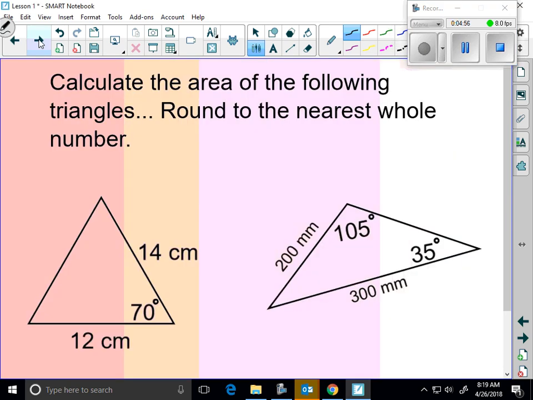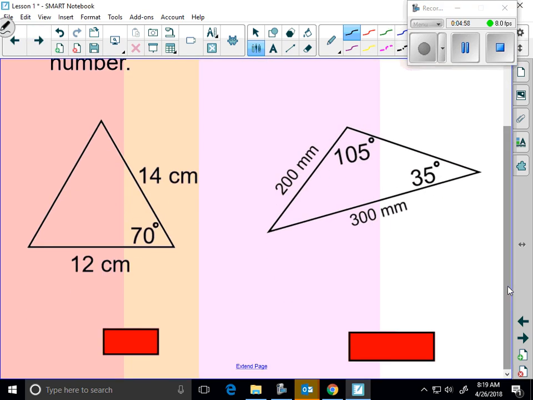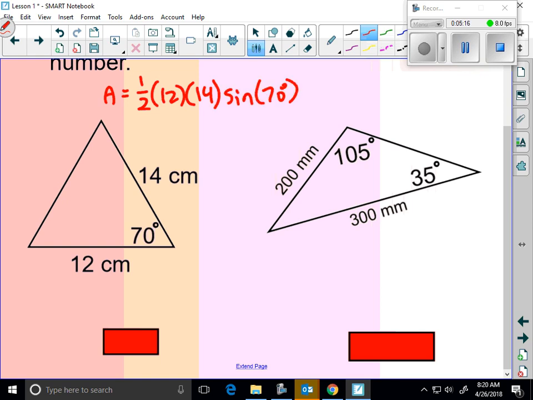So let's take a moment and determine the area here. For the first one, how would we set this up? Is this a right triangle? Not that we know of, right? So the area would be 1/2 side times side times the sine of the angle in between. Would you, with a neighbor, take a calculator out, figure out the measure of the area of this triangle, please?